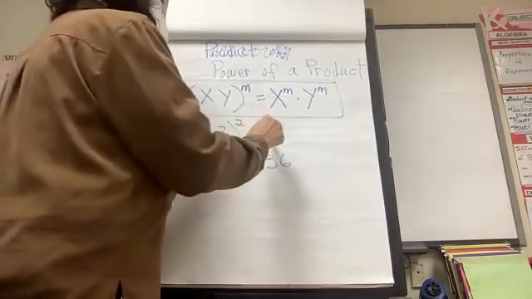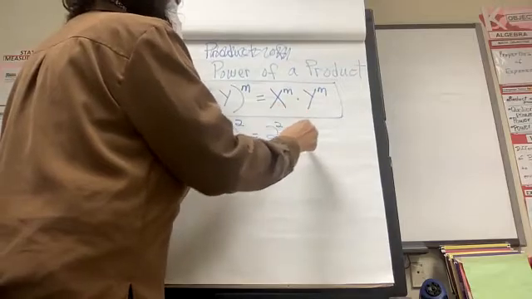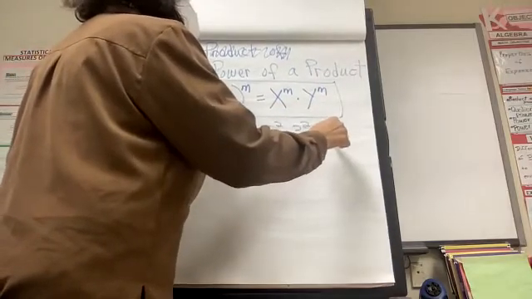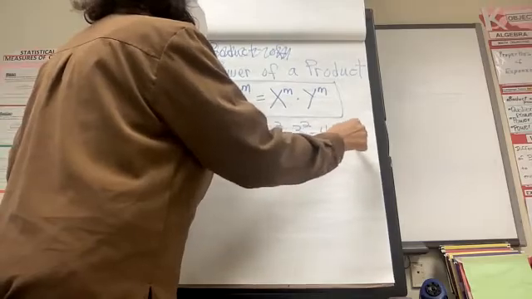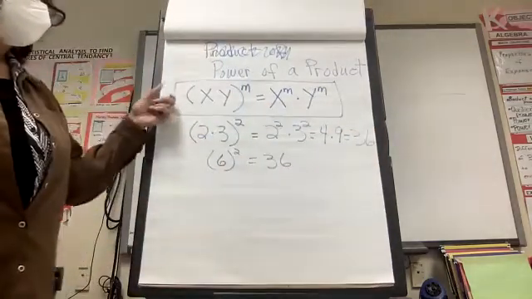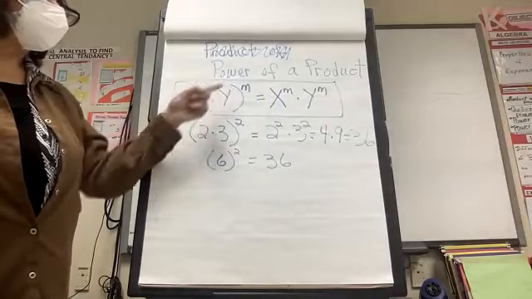So this is the same as 2 to the second times 3 to the second. 2 to the second is 4, and 3 to the second is 9. So 4 times 9 is also 36. So you can see that the power of a product works.